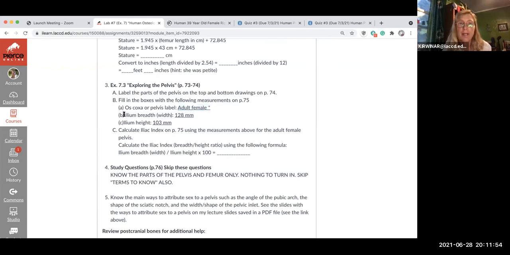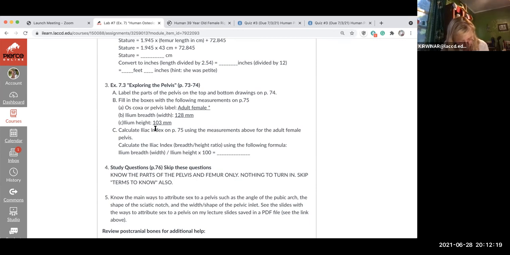The ilium breadth, B-R-E-A-D-T-H means width, same thing. Why don't they just say width? I don't know. I didn't write this manual. So ilium breadth is 128 millimeters. So write that in your lab manual. Ilium height, 103 millimeters. So write that in your lab manual, in the box that says ilium height.